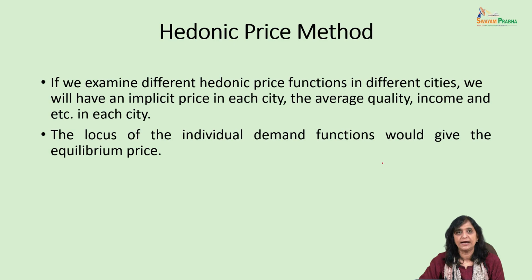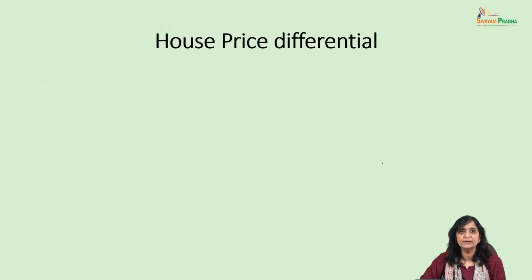Because we all know that the area under the curve will help us find the consumer surplus. For example, if we examine different hedonic price functions in different cities, we will have an implicit price in each city, the average quality, income, etc. And then the locus of all these individual demand functions will give us the equilibrium price.